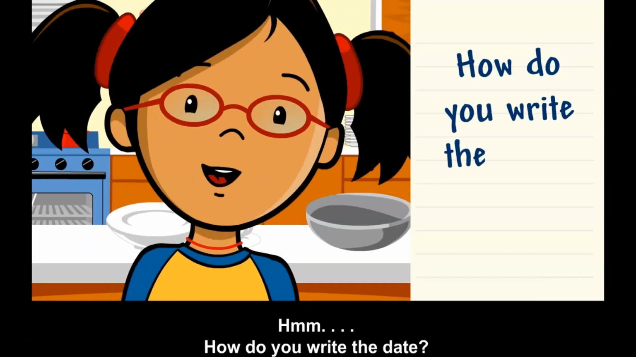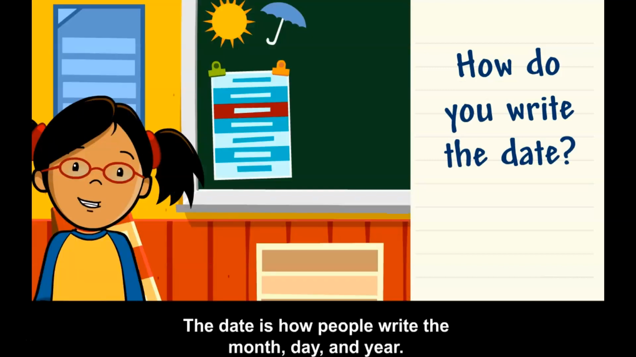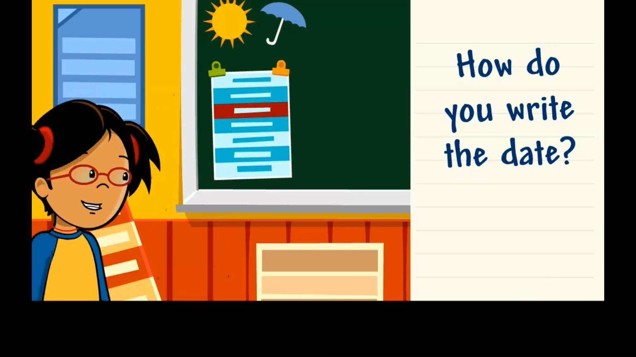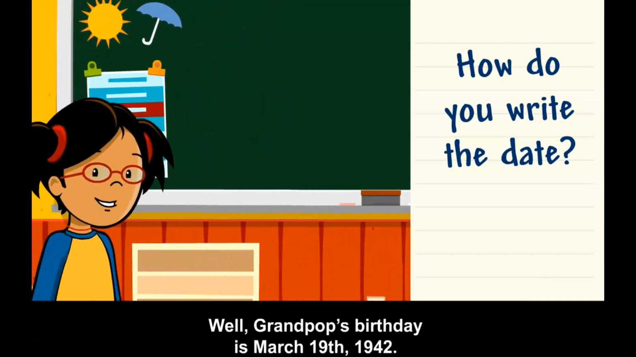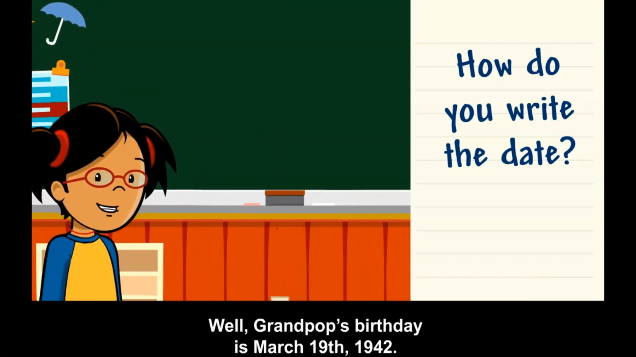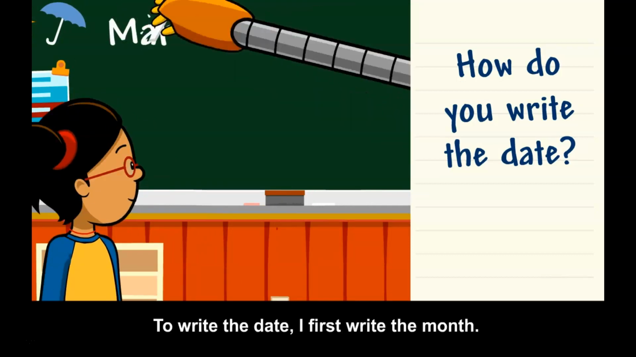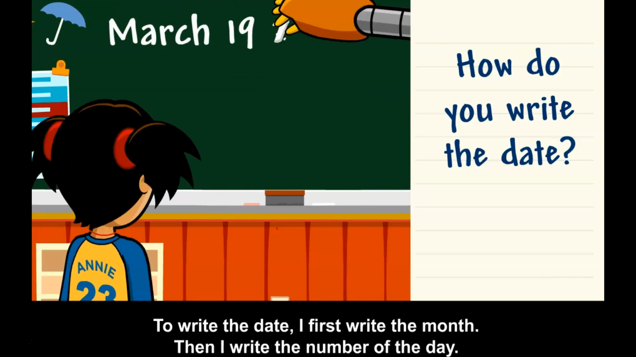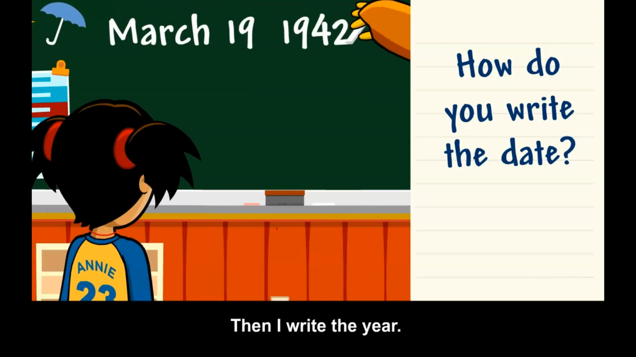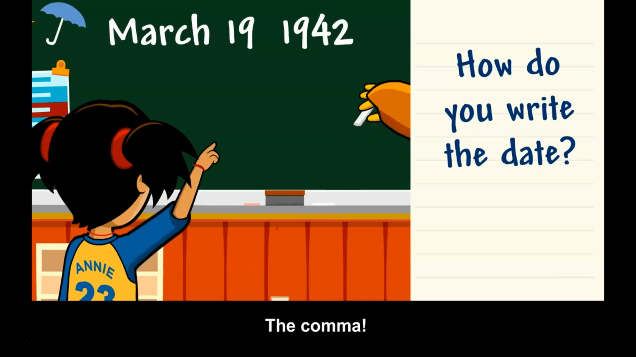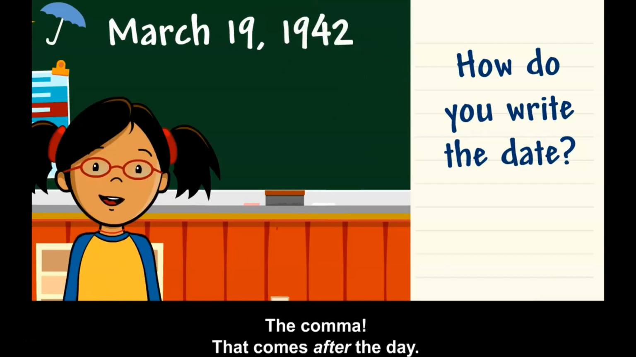How do you write the date? The date is how people write the month, day, and year. Well, Grandpop's birthday is March 19th, 1942. To write the date, I first write the month. Then I write the number of the day. Then I write the year. Wait, there's something missing. The comma, that comes after the day.